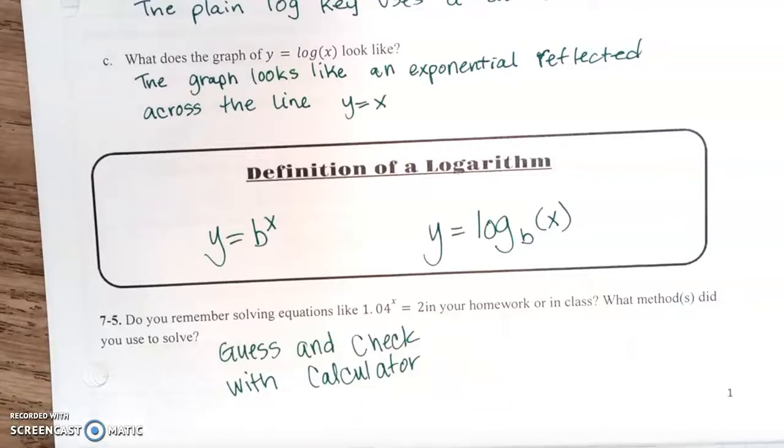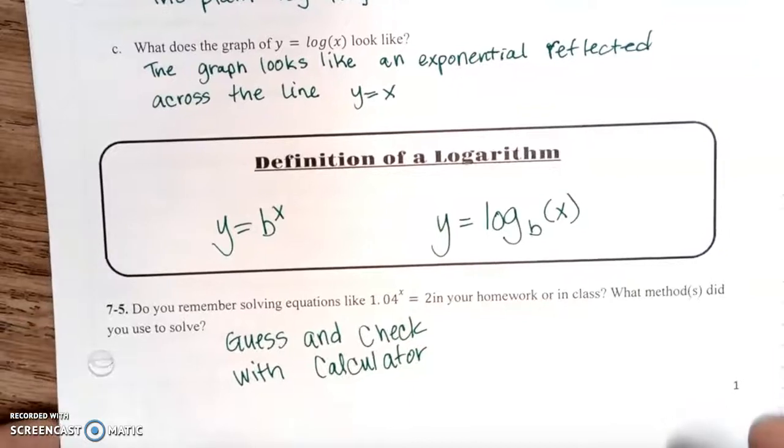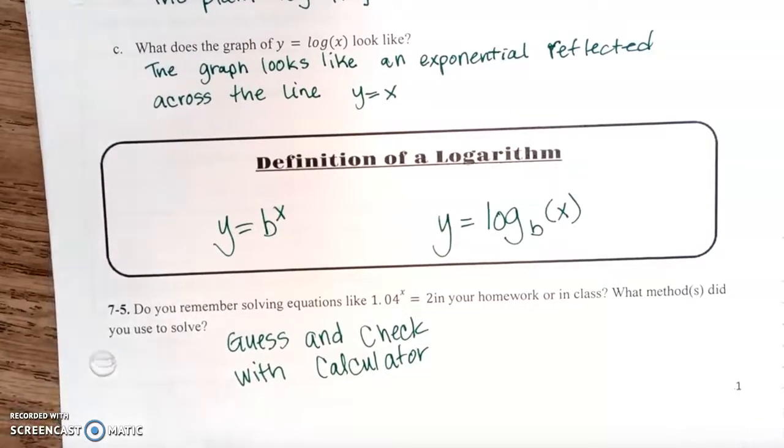So, for question number 7.5 down at the bottom, it says, do you remember solving equations like 1.04 to the x equals 2 in your homework? And your answer should be, yes, I remember that. What method did you use to solve? We used something called guess and check, and we would get closer and closer. We did that with the calculator, right? Super fun, right? Typing in numbers over and over. Anybody still writing? Let me know when you're ready.